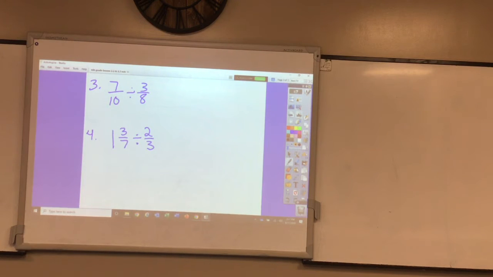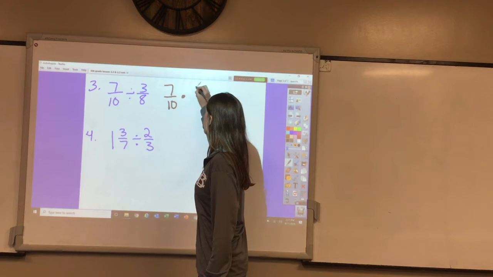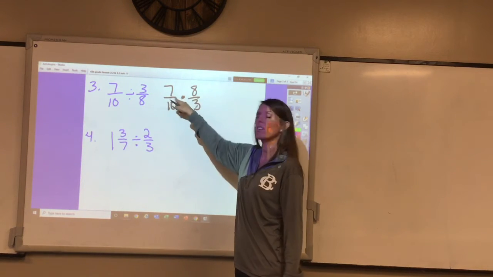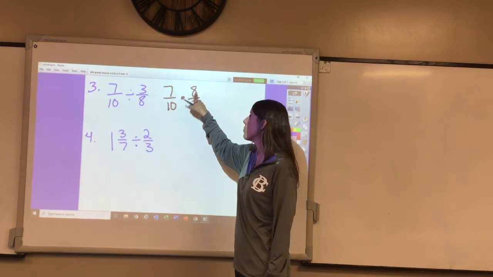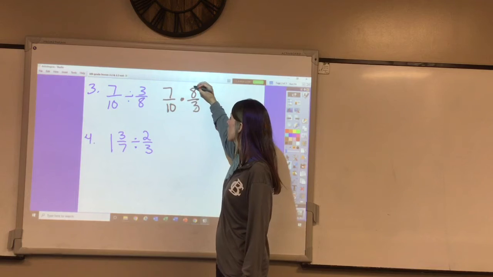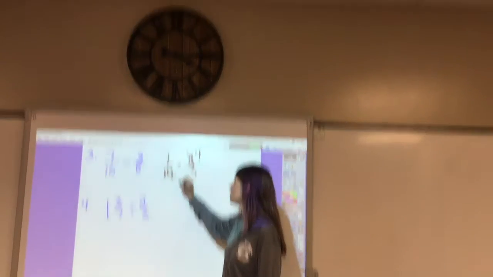All right, so number 3. So I don't need to make anything improper because I don't have any mixed numbers. So I'm going to keep, change, flip. Now I'm ready to cross reduce. So there's nothing that goes into 7 and 3, right? But is there a number that goes into 8 and 10? Yeah, they're both even, so I could divide them by 2. So 8 divided by 2 is 4, and 10 divided by 2 is 5.